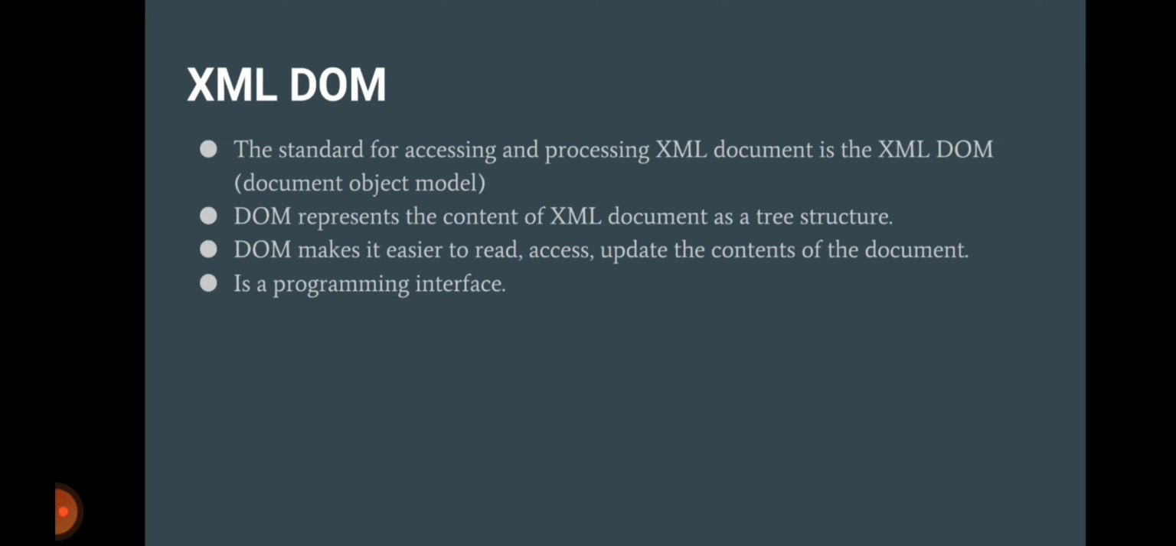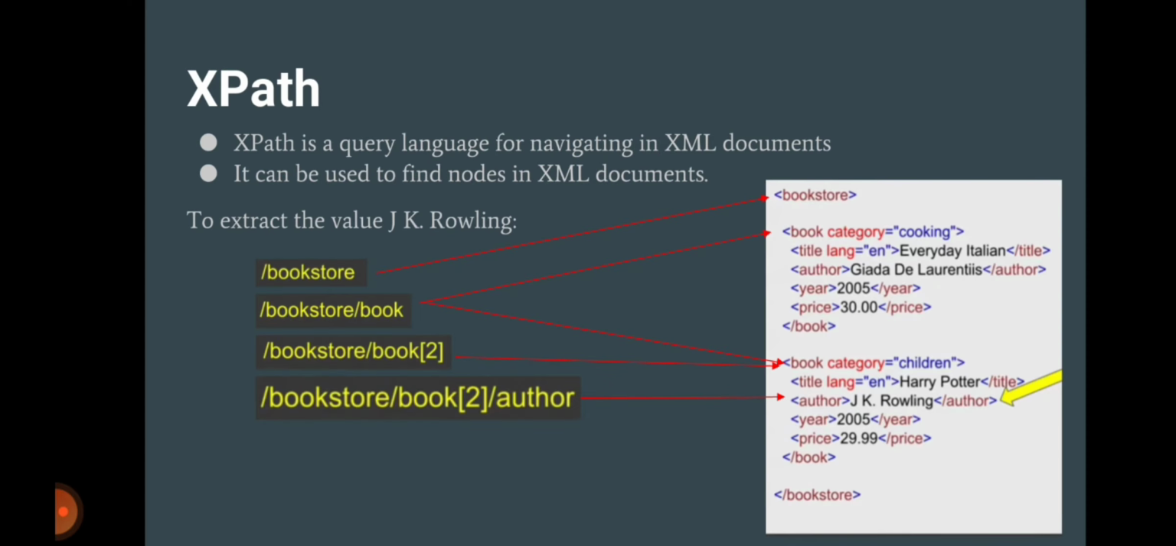Now XML DOM. DOM represents the content of an XML document as a tree structure. Using DOM, we can easily read, access and update the content of the document because DOM converts XML into a tree structure, and using the programming language which we are using, we can then access and update the contents.